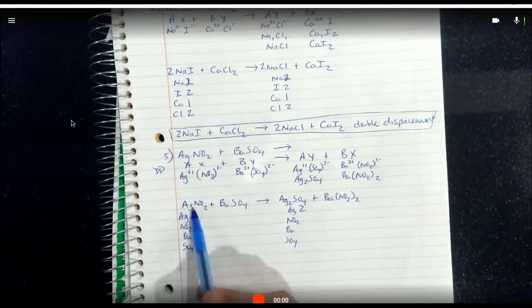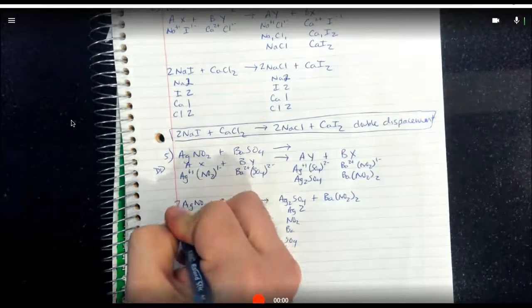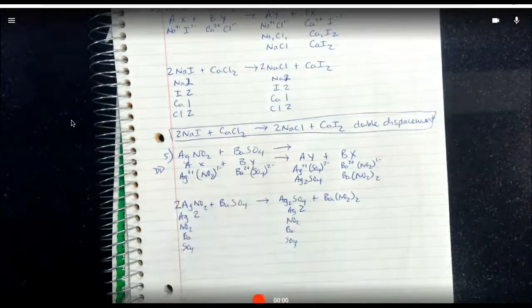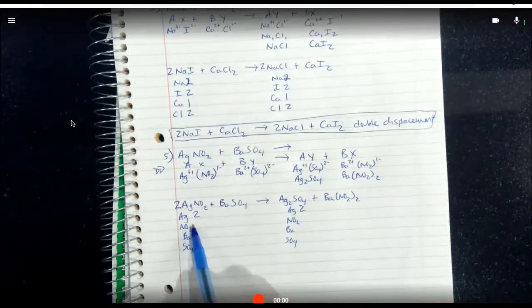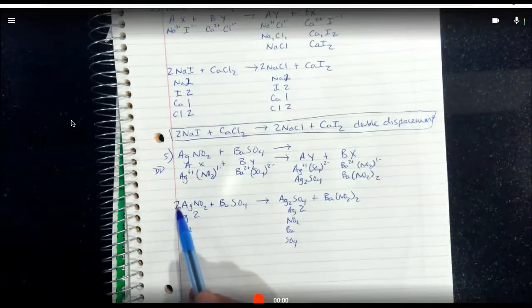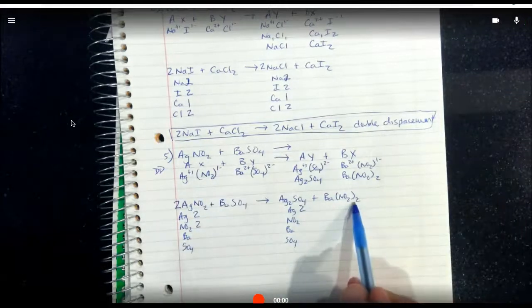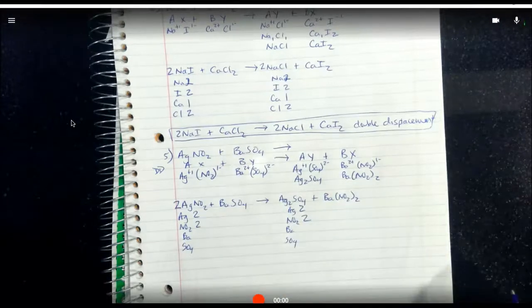But we cannot add a subscript. We can only change the coefficient. So if we change this coefficient to a 2, that means the 2 gets distributed to silver, and we have 2 silvers. Now if we take a look at nitrite, I like to keep polyatomics together when I can, just to help simplify the balancing process. So we have 2 units of nitrite on the reactant side, and we have 2 units of nitrite on the product side. Sorry, nitrite, not nitrate.